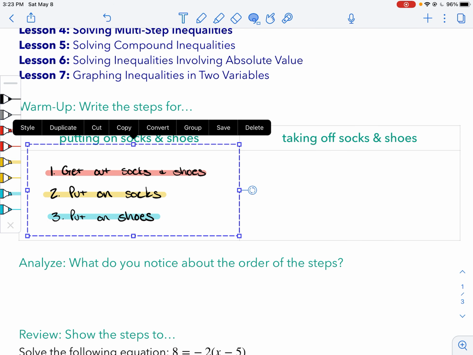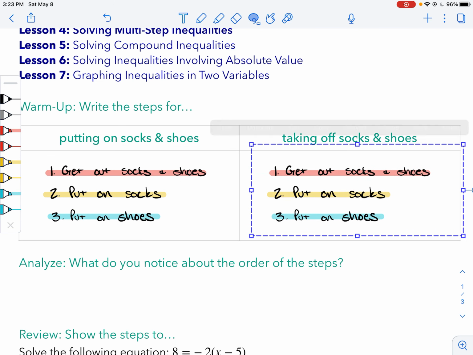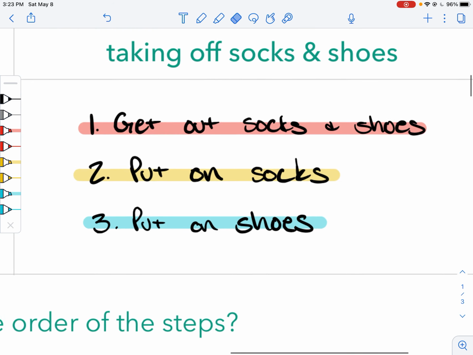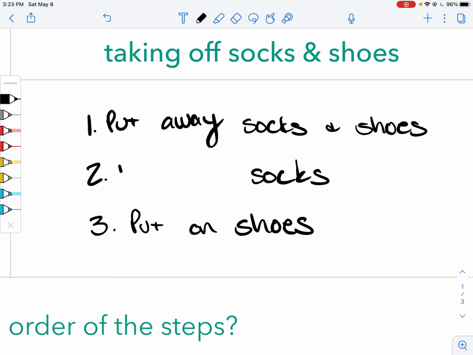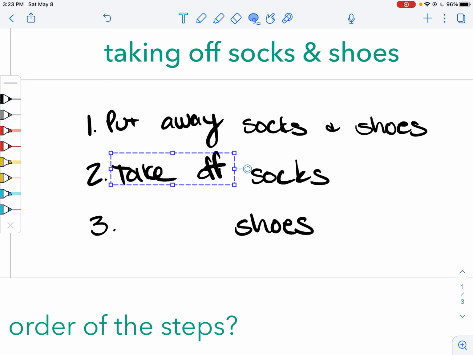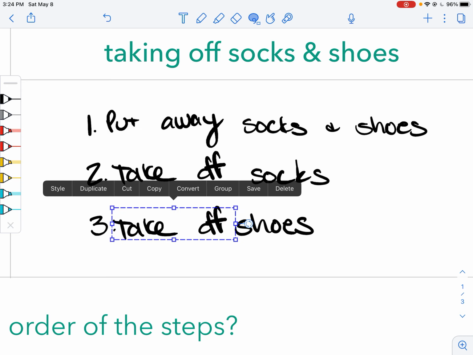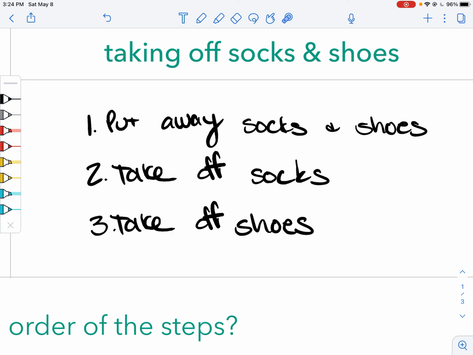Well, one would think they're going to be the exact same steps, right? But we just need to undo them. So instead of getting out socks and shoes, we put away our socks and shoes. And instead of putting on our socks and shoes, we take them off. One would expect. But let's look at this order a second. Can I put my socks and shoes away before I even take them off?